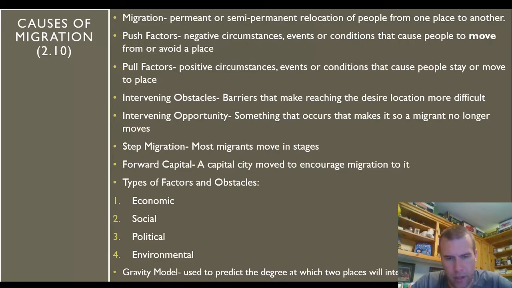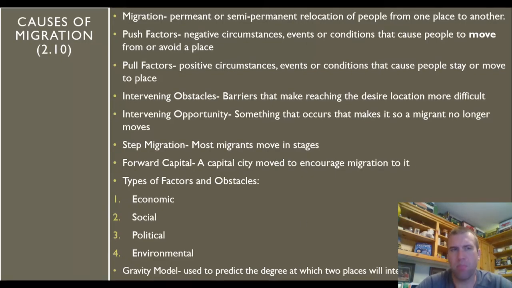Causes of migration. This gets really hard because migration is a really personal thing, but at the same time, it's incredibly political because, first of all, don't think most migrations are international. Most people do not move across an international border. A migration could be something just as simple as moving houses.